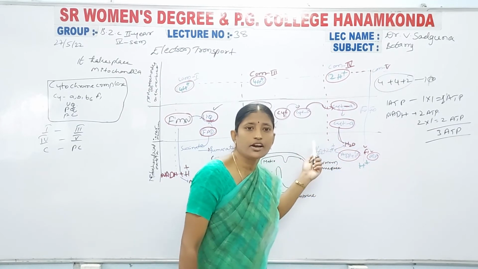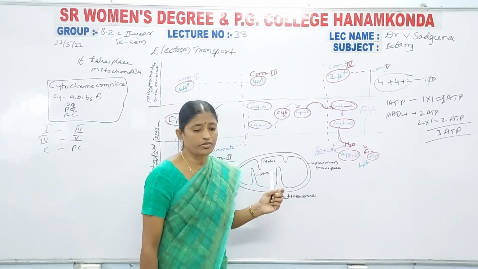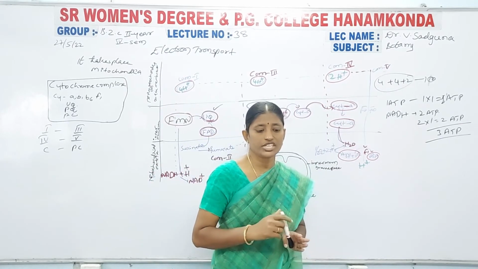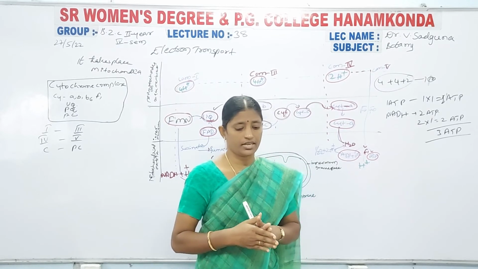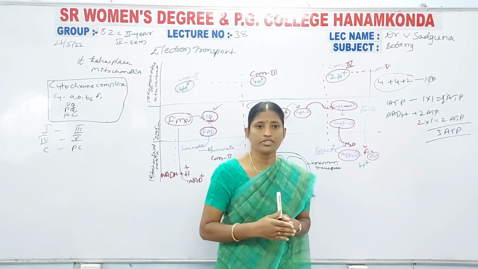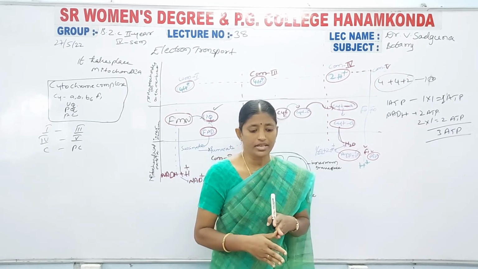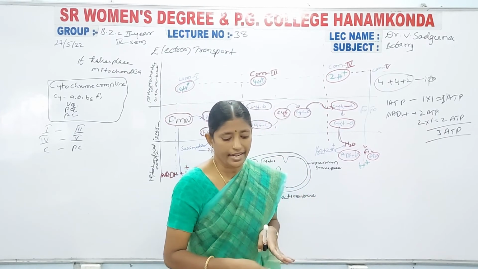Then it consists of 2 major groups, that is the F1 head piece, and that is the participation of the production it has in the mitochondrial matrix. The mitochondrial matrix is involved as the site of the conversion, converting ADP into ATP.